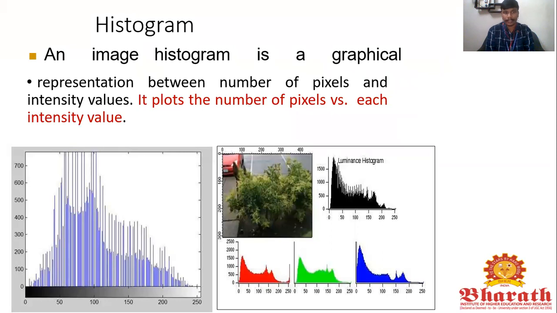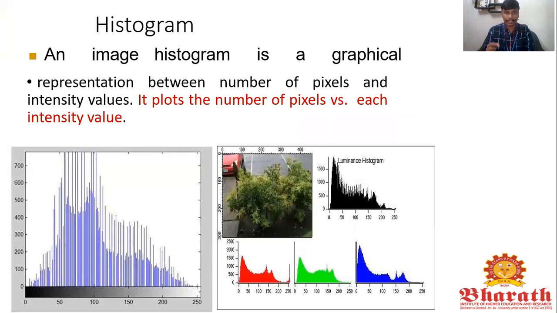A histogram of an image is a graphical representation. This is the technical definition of the histogram: a graphical representation between the number of pixels and their intensity level. The difference between the number of pixels and their intensity level in the medical image is graphically plotted and represented by the technique called histogram. It plots the number of pixels for each intensity value.